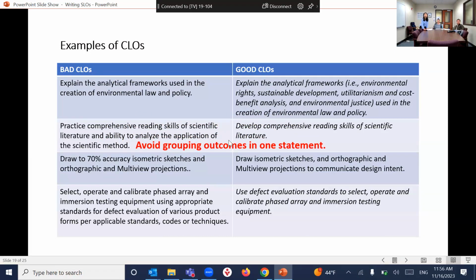So you can see the examples in the good course learning outcome column. So spell out the 4 analytical frameworks as examples. Second, practice comprehensive reading skills of blah, blah, blah, and ability to analyze the application of scientific method. Obviously, there are 2 outcomes, right? One is about reading skills, another is about analyzing.